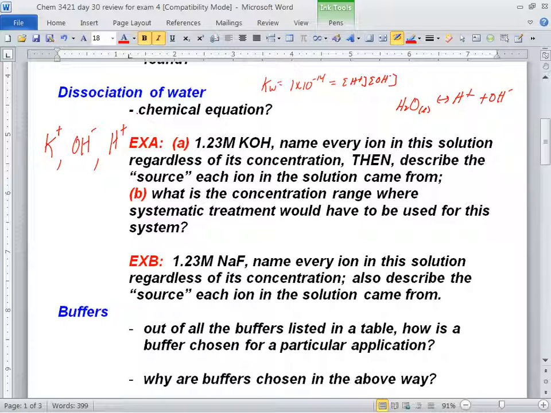So, you could argue that it comes from both KOH and water for the hydroxide. The hydroxide, you could argue, comes from the KOH and water. However, that's such a dinky amount, right? Because the fraction of hydroxide that came from the dissociation of water, how could you calculate that? It would be what over what?